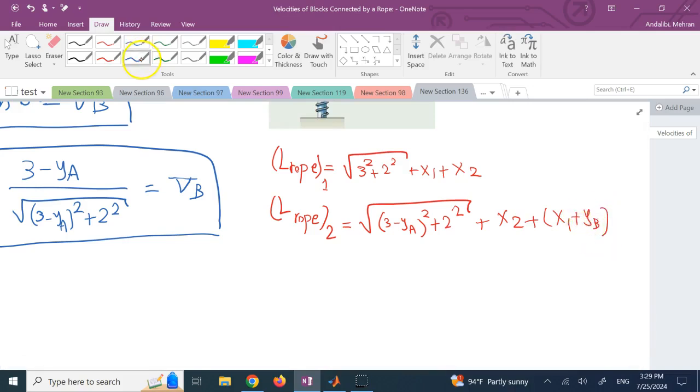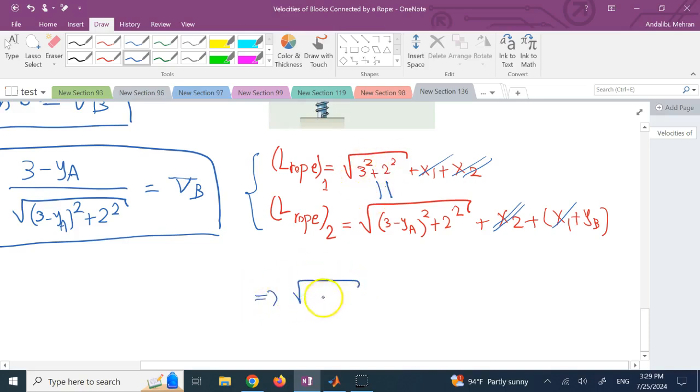And now, since X1 and X2 are constant, and remember, these two have to be the same. They are the same entity, they have to be equal, right? Because the length of the rope does not change. So if you set them equal and get rid of X1 and X2, right, you get what? You get square root of 13 equals square root of 3 minus YA squared plus 4, or 2 squared.